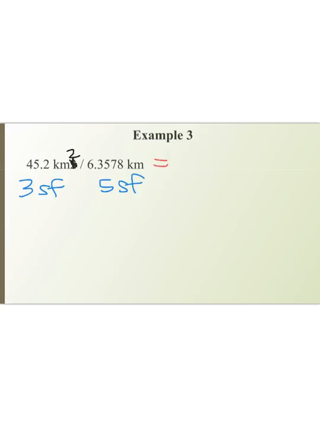I do 45.2 divided by 6.3578, and I get 7.1094, and I'll just stop right there, kilometers. Now remember, when you have kilometers squared divided by kilometers, my unit will just be kilometers. If you don't remember how units can cancel, make sure you come talk to me about units canceling.